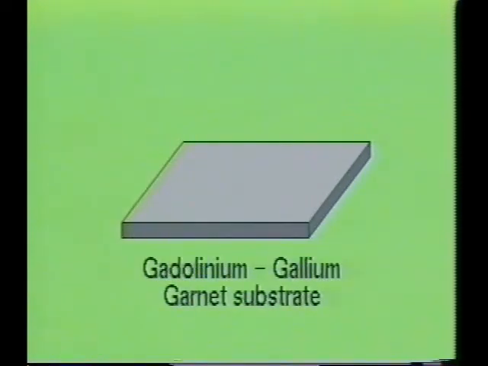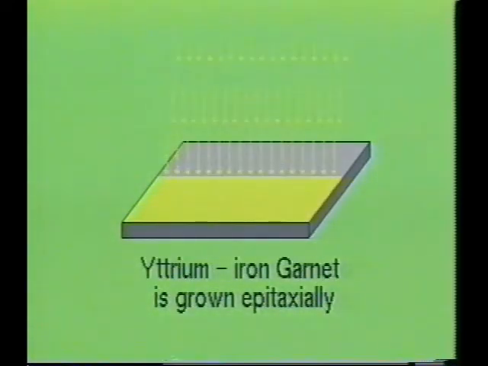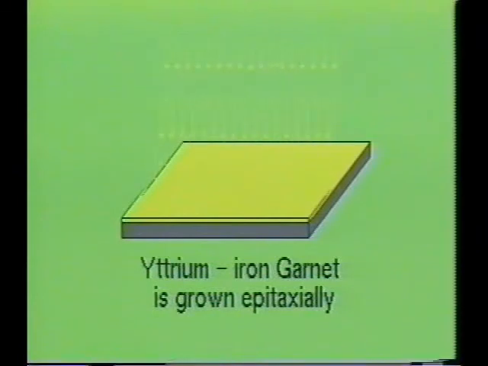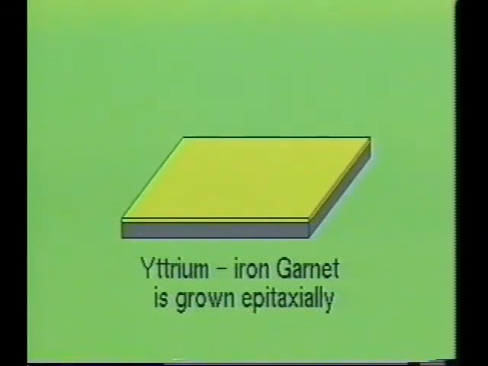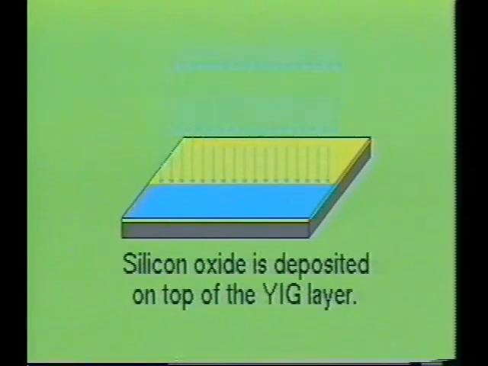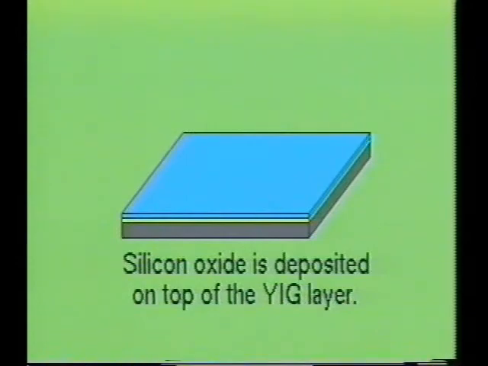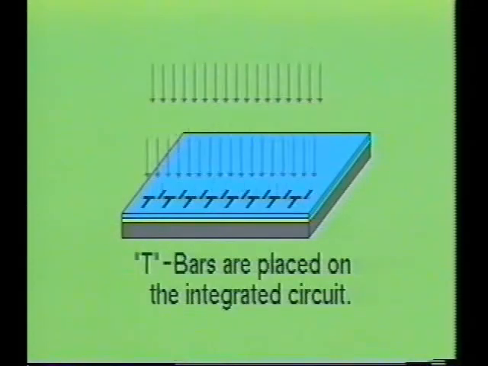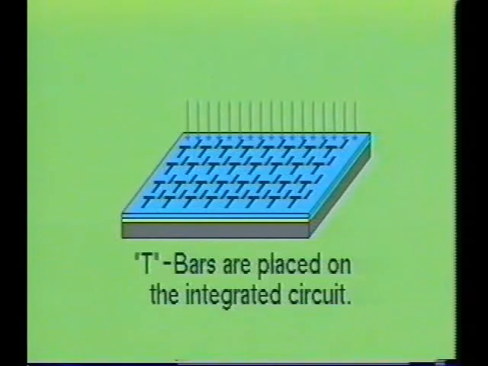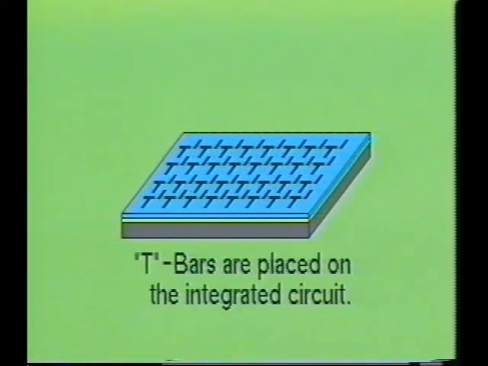First, a non-magnetic crystal substrate like gadolinium gallium garnet is placed in an oven. Then a film of magnetic material like yttrium iron garnet is grown epitaxially on the crystal substrate. Next, a thin layer of silicon oxide is deposited on top of the YIG layer. Then a pattern of permanent magnetic material is deposited on the silicon oxide. The pattern resembles that of a T and bar configuration.